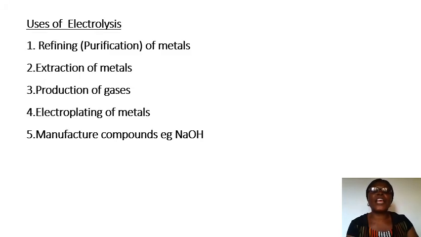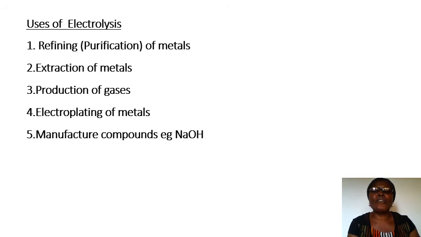Uses and applications of electrolysis. Electrolysis can be applied in the following processes. Number one, refining or purification of metal. The electrolysis of copper 2 tetraoxosulphate 6 can be used to purify an impure metal. Number two, extraction of metals. To extract a metal means to isolate a metal from its ore. Metals like sodium, potassium, magnesium, calcium, aluminium can be extracted from their oxide or fused chloride using the electrolytic method.